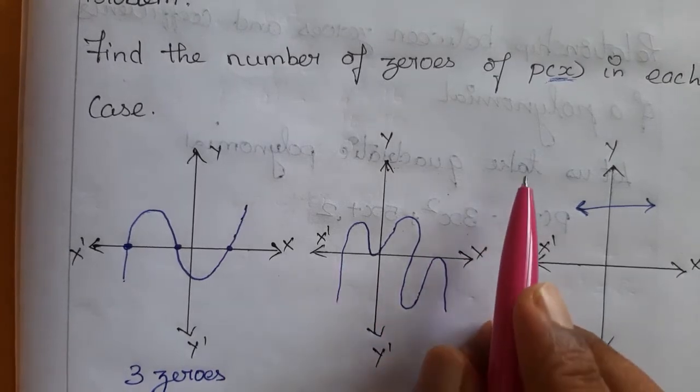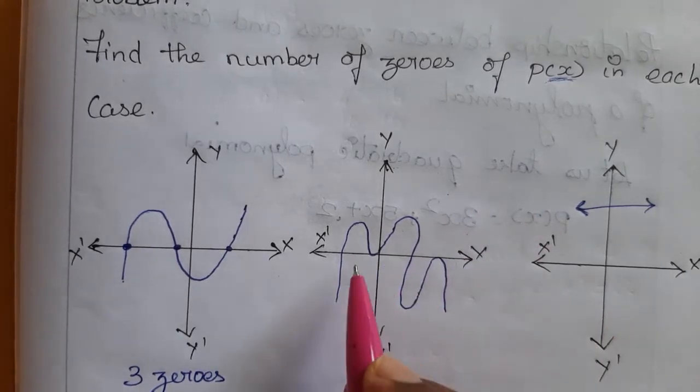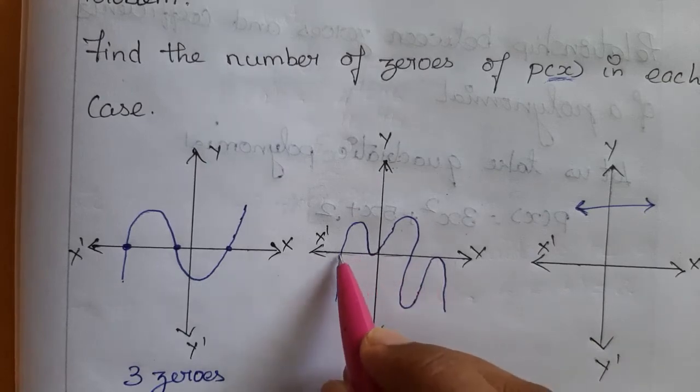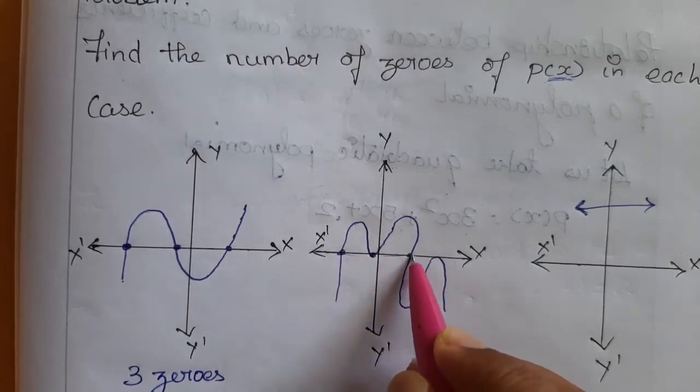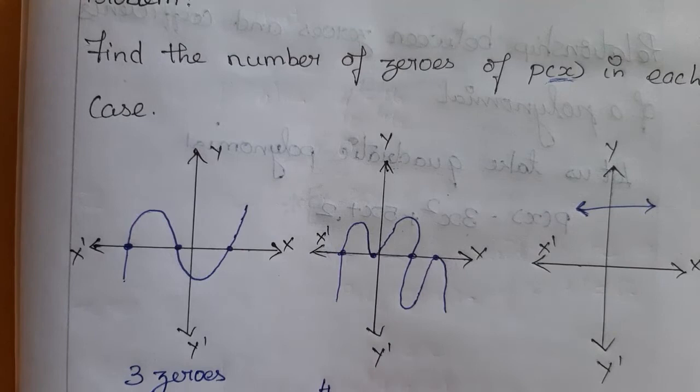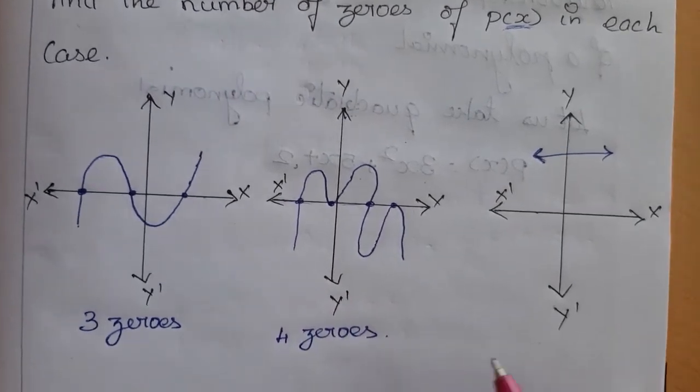What about this graph? Same p of x, right? So how many points does it touch the x axis? This is the x axis. How many points does it touch? 1, 2, 3, 4. So it will have 4 zeros.